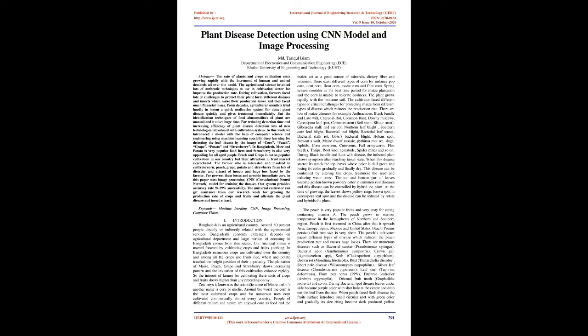People of different cultures enjoy corn as food, and maize acts as a good source of minerals, dietary fiber, and vitamins. There exist different types of corn, for instance popcorn, dent corn, flour corn, sweet corn, and flint corn. Spring is considered the best time for maize plantation, and corn is unable to tolerate coolness. The plant grows rapidly in moist soil.